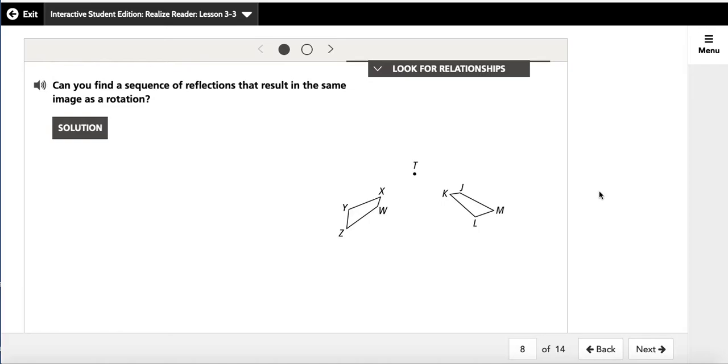Can you find a sequence of reflections that result in the same image as a rotation? So this is a rotation from here to here. Could we have a couple of reflections that would somehow map this to here?